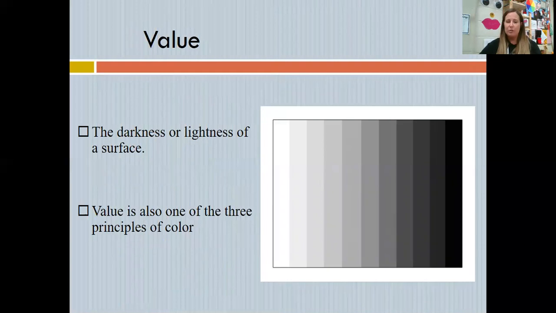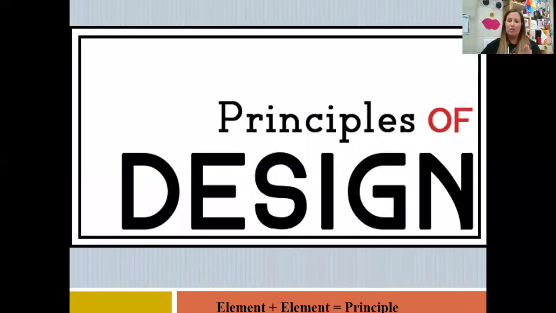Then we have value, which we've already talked about because value is a property of color. So we already know that that means the darkness or lightness of a surface. All right, so those are all of our elements of design. Most of those you have known since elementary school, okay? We know what a line is. It's the same thing in math, okay? We know what shapes are and things like that. But how do we combine our elements to create a strong composition, all right? That is when our principles of design come into play.